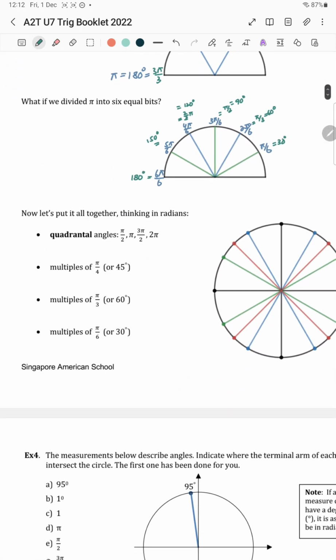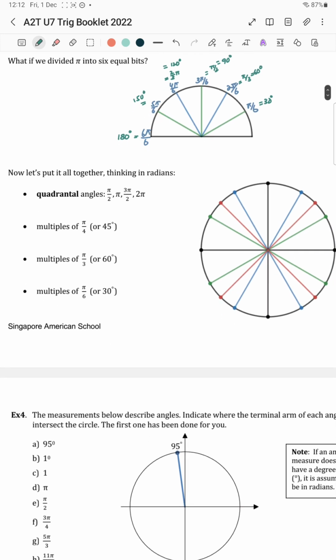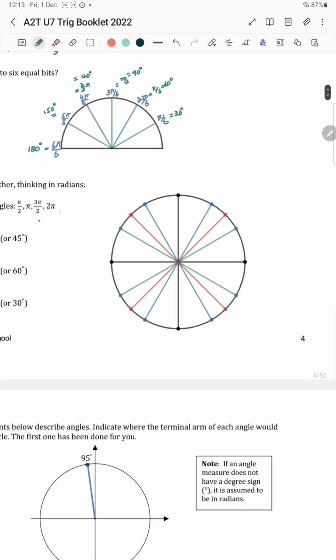Okay, now let's put it all together thinking in radians. Quadrantal angles: pi by 2, pi, 3 pi by 2, 2 pi. All of these angles are called quadrantal angles. All the multiples of pi by 4 will give us 45 degrees. All the multiples of pi by 3 will give us 60 degrees. All the multiples of pi by 6 will give us 30 degrees. So what is happening over here?